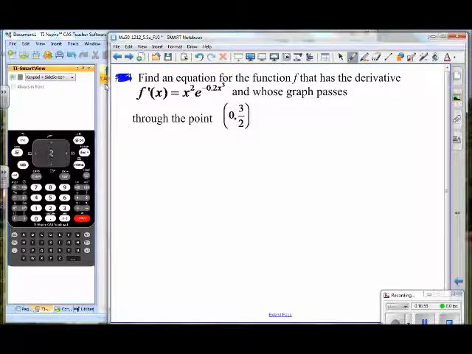This problem is no different than the ones we've been doing. Find an equation of the function that has this derivative. If this is our derivative, then what we're really going to be starting with is the indefinite integral of x squared e to the negative 2/10 x cubed power dx. It has one more thing to it though. Once we find the function, remember we have an indefinite integral because of that plus c. We're going to use this information to find the specific function that we're looking for.